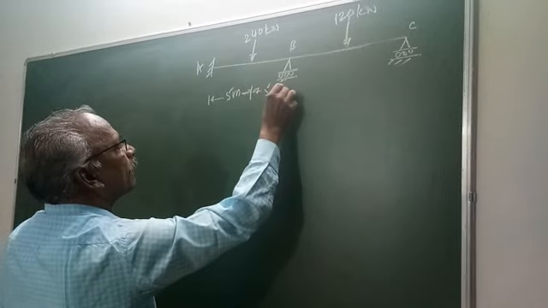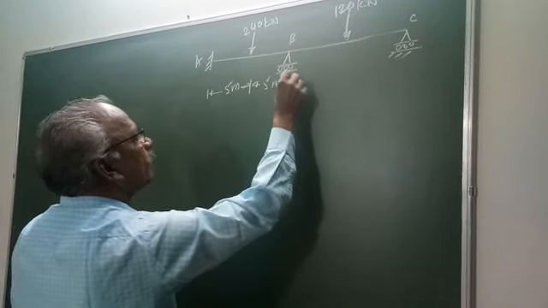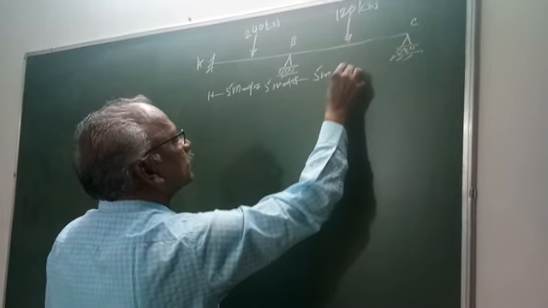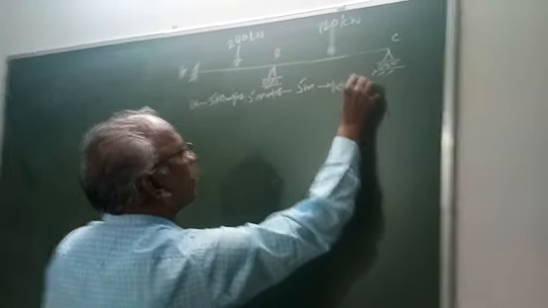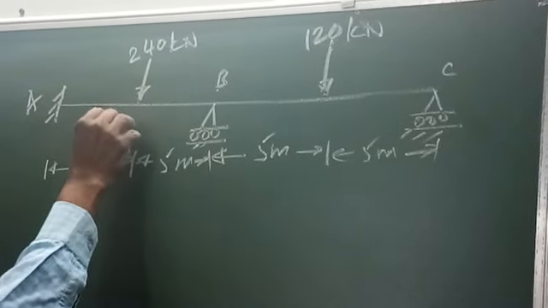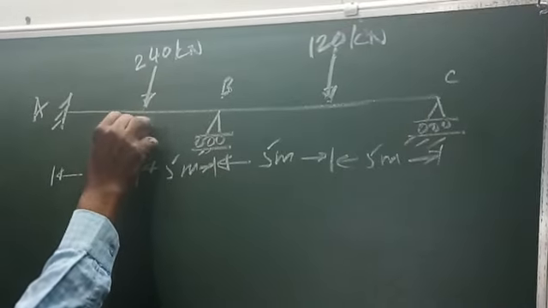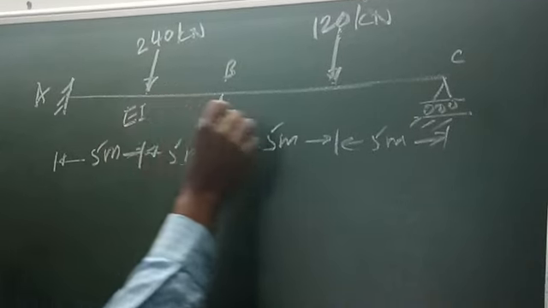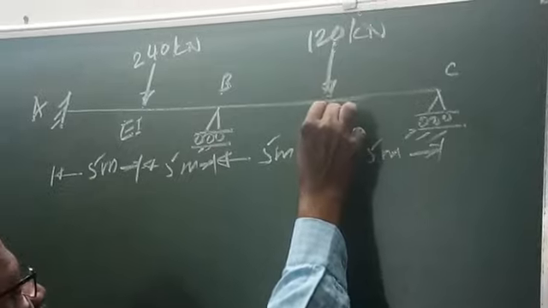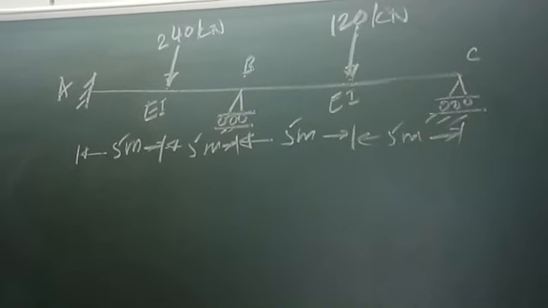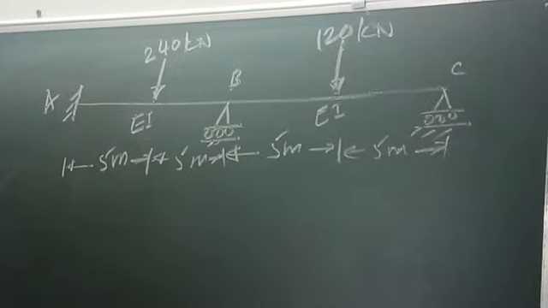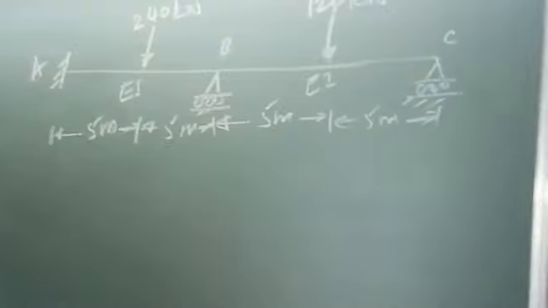5 meters. So the flexural rigidity of span AB and BC is uniform, both having a flexural rigidity of EI. This is the given problem. Let us analyze the beam by matrix flexibility method.